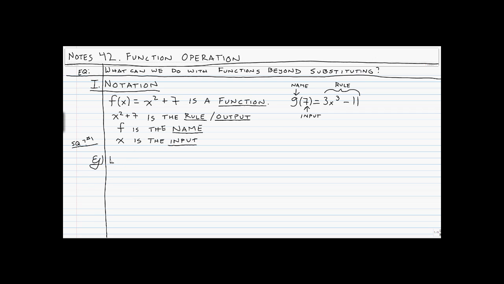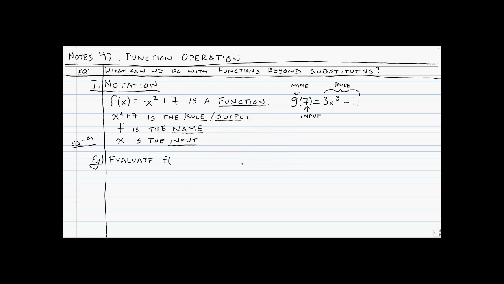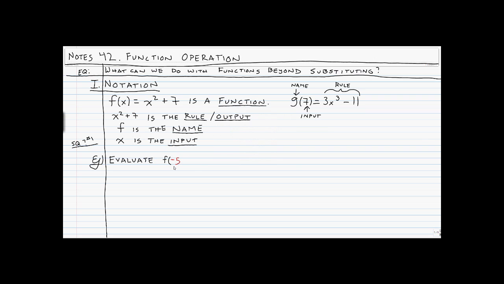So what we usually are asked to do with functions, at least up to this point, is we're asked to evaluate them for different input values. So for example, we might be asked to evaluate f of, say, -5. And as weird as it is, I'm going to change the pen color briefly so that we can see this really nicely. So f of -5. You'll see why in a second, not just to be pretty.